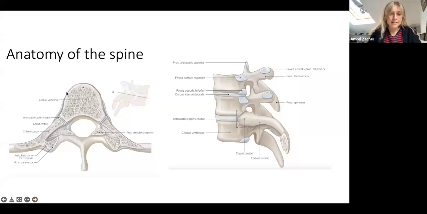Here we have an axial picture of a vertebra. Here's the vertebral body that is anterior, and here the dorsal part of the vertebra. And right in the middle here, in this hole, lies the canalis centralis, which holds the spinal cord. And then from the spinal cord, through this hole, which you can also see here in the lateral view, exit the spinal nerves.